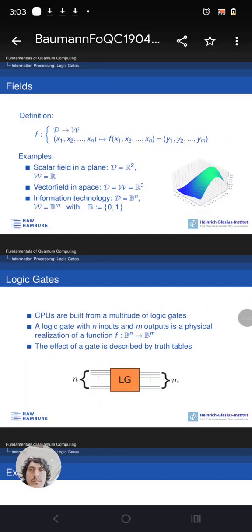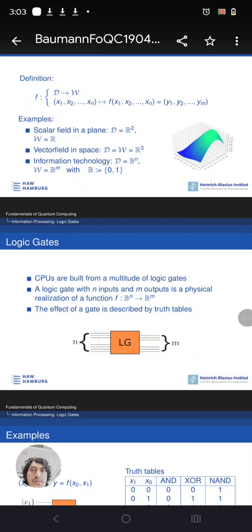So here are some examples. A scalar field in a plane: D equals R squared, W equals R. A vector field in space: D equals W equals R cubed. Then once again we have information technology: D equals B to the power n, W equals B to the power m. Functions from D to W. So here D is the domain, W is the range of the function.